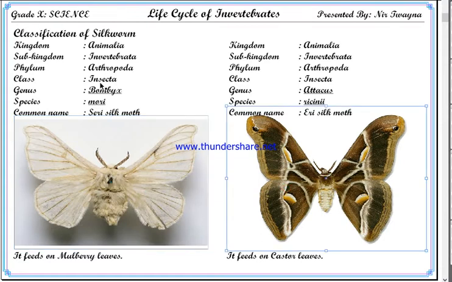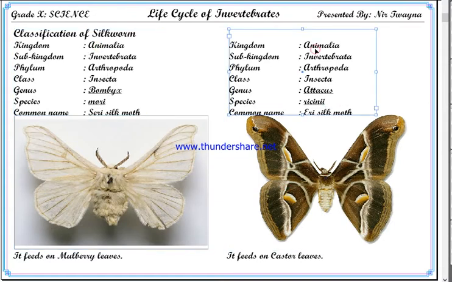Now, both of them have the kingdom Animalia. Animalia means they can locomote, they can move. Sub kingdom is Invertebrata, meaning they do not have a backbone or internal skeleton. Their phylum is Arthropoda, meaning they have jointed appendages. Their class is Insecta, meaning they have six appendages, or 3 pairs of legs. And at one stage or another they have wings on their thorax.